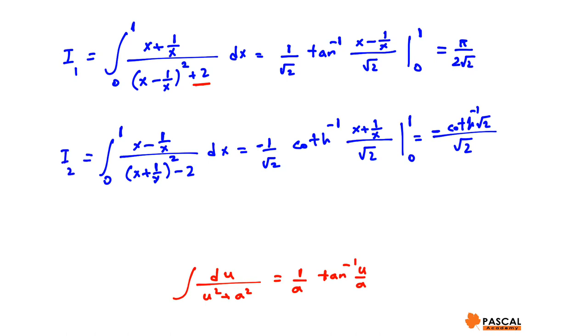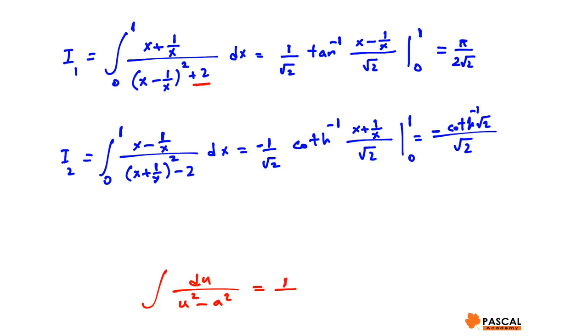I2 can be written as x minus 1 over x divided by x plus 1 over x to the power of 2, minus 2, dx. And we know the integral of du over u squared minus a squared is negative 1 over root a, cotangent hyperbolic inverse of u over root a. If we assume x plus 1 over x is u, x minus 1 over x dx is du, we deal with the integral in the form of du over u squared minus 2, which is negative 1 over root 2, cotangent hyperbolic inverse of u, in this case x plus 1 over x divided by root 2, from 0 to 1.